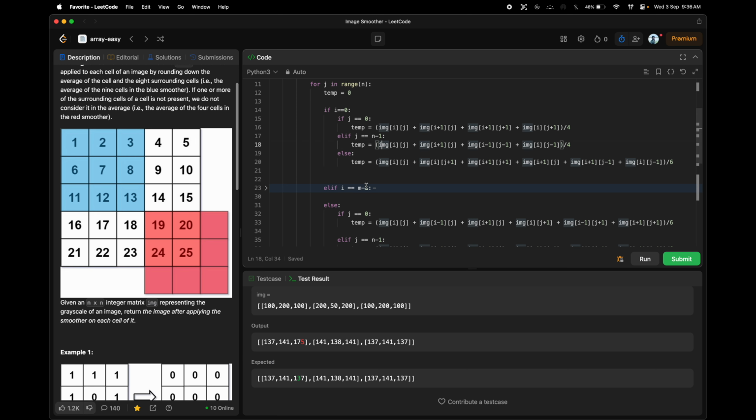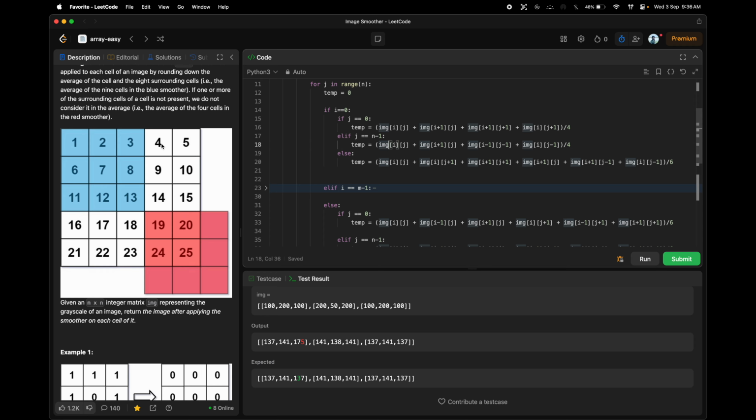Okay, so let's see. I plus 1, j plus 1, I and j is this. Okay, I plus 1, j is this, yeah. I minus 1, j minus 1, that is nothing. I minus 1 is what? Okay, sorry. I minus 1, not correct, no? I j is this, I plus 1 j is this.